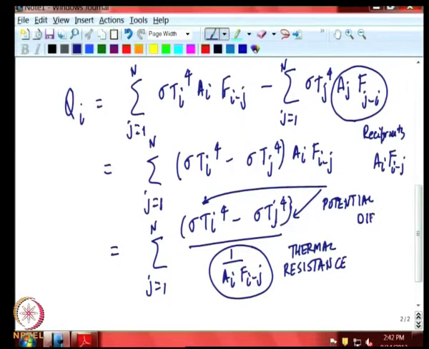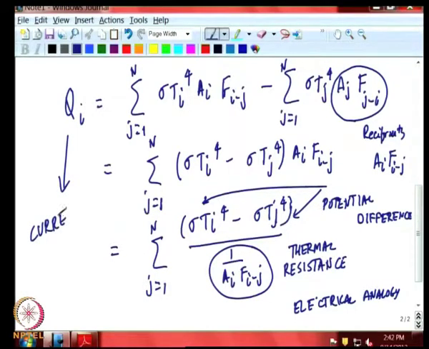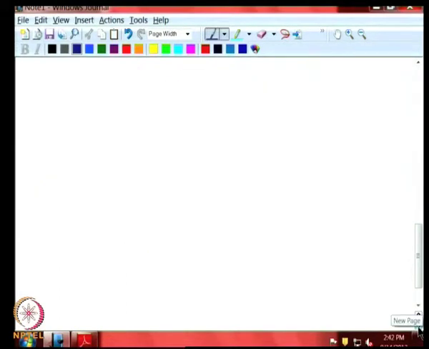So, we have a nice electrical analogy for radiation, wherein this can be looked on as a current, let us call it the heat current. Heat current is equal to difference in potential between the two nodes I and J divided by the resistance between the two surfaces. So, let us now illustrate this with a very simple example.